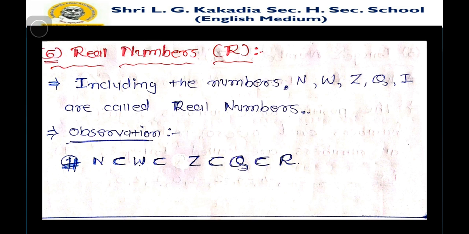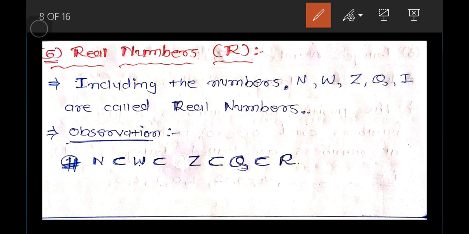About the next definition. Definition number 6, real numbers. Now the main topic that we want to discuss is real numbers. What are real numbers?